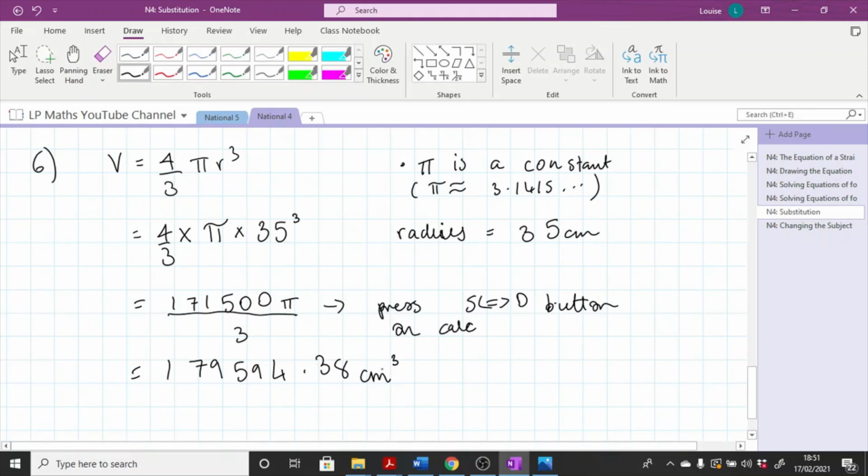So this last example, that's a tricky one. It's technically a Nat 5 question, but I thought I'd just show you what it looks like. Because it's a calculator, it's relatively easy.